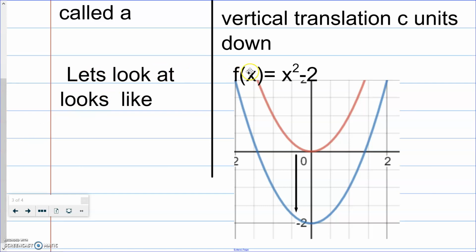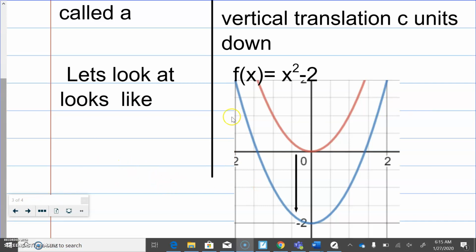Let's look at f of x equals x squared minus 2. So now we're subtracting 2. Our parent graph was here in red. Our new graph is 2 units below that. So subtracting 2 moves our new graph 2 units down. So we move 2 units down compared to our parent graph.